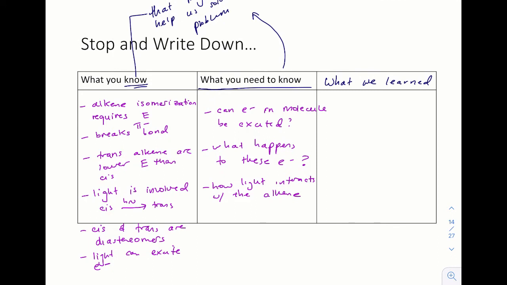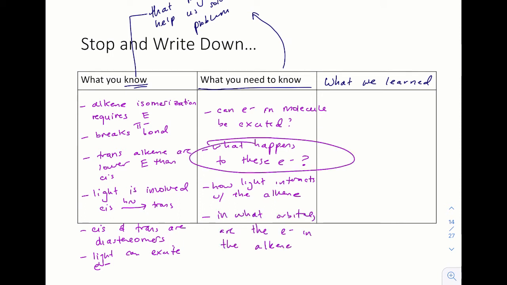What we need to know. Looks like we have a lot of questions about how electrons in the molecule can be excited, what happens to the electrons, and how light interacts with the alkene. Something that we probably should have had in our "what you need to know" column related to these questions is just: in what orbitals are the electrons in the alkene? And then we can ask, what happens to these electrons?